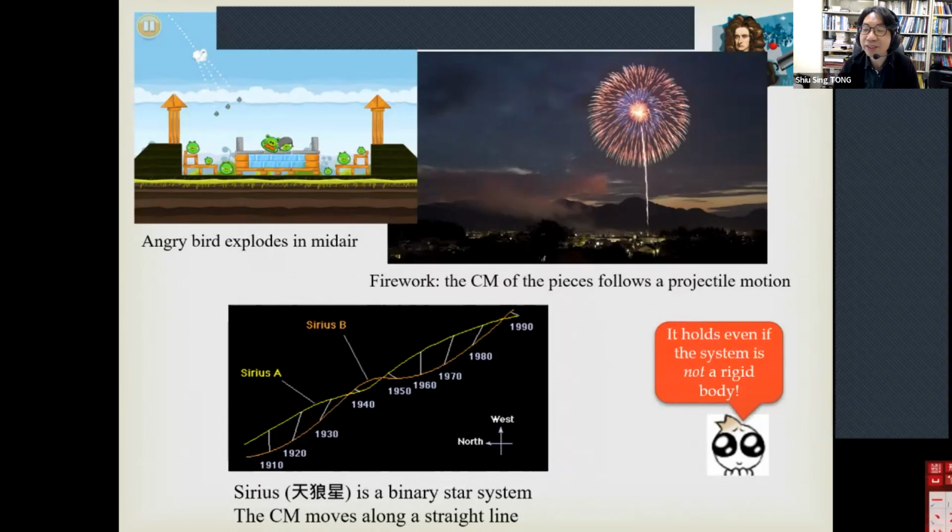But even if the system consists of particles moving arbitrarily, even if they are not bound together, the center of mass concept still holds. If you trace the position of the center of mass, it still follows Newton's second law of motion. Okay, so that is an amazing thing.